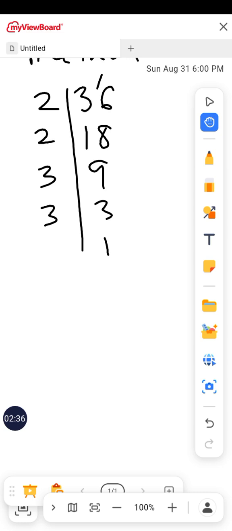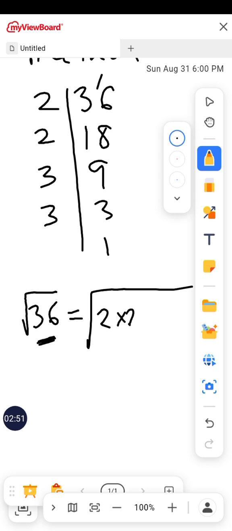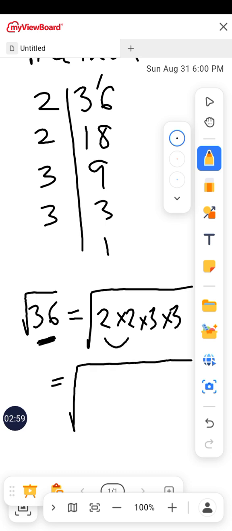3 goes in 3, 1. Okay, so having written 36 down as a product of its prime factors, just like we taught in earlier classes, you will now say that my square root of 36 can now be written, if I don't want to write 36, as everything inside this bracket: square root of 2 times 2 multiplied by 3 times 3. Is that not so? And I can equally say, based on the index form I taught you, how many 2's do I have here? I have 2 raised to power 2. How many 3's do I have here? I have 3 raised to power 2.